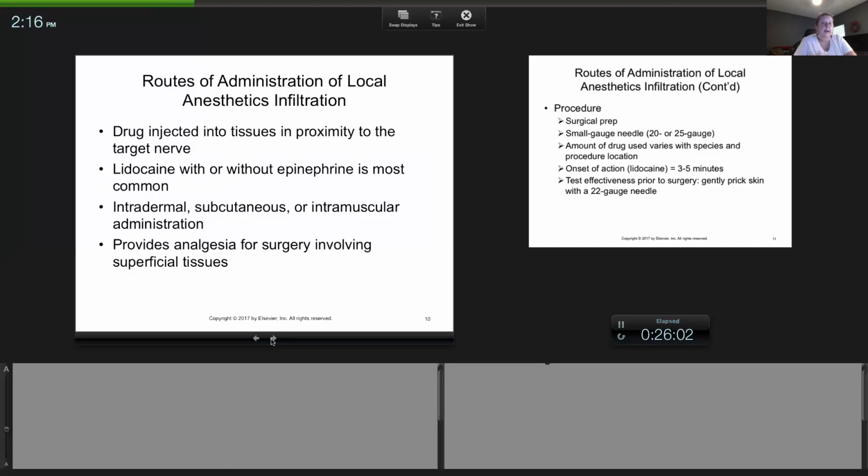Now, if we're going to do local infiltration, this is when we put it in a syringe and we inject with a needle. And what we're doing is we're trying to target nerves in a specific area, not large nerves, but more of your superficial nerves. Now, I talked about plain lidocaine, but I want to stress a topic that you need to understand because it is a question on the homework. You can get lidocaine that has epinephrine.